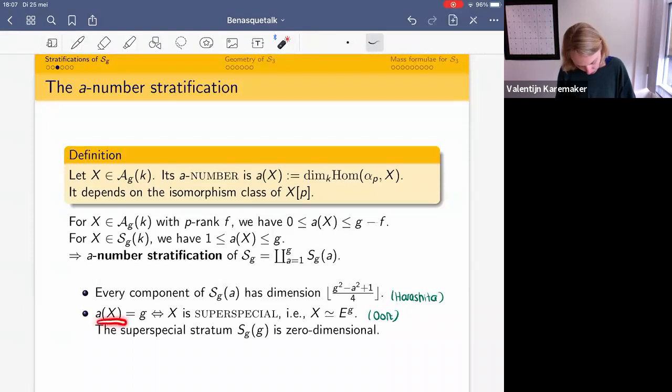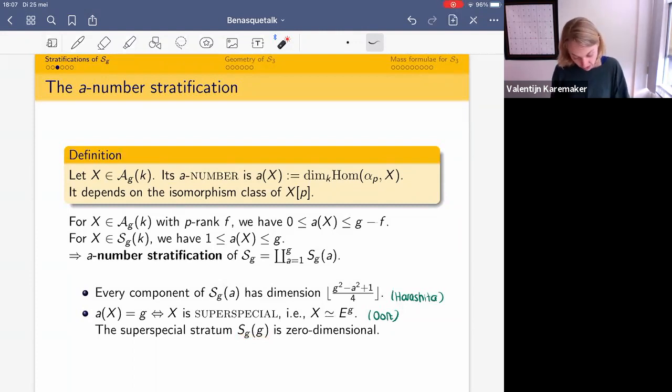If you have A number g, the maximum that it can be, that is equivalent to saying that the variety is superspecial. And that means that it's not only isogenous, but actually isomorphic to a product of supersingular elliptic curves. And so by the line just above, we know that the superspecial stratum, S_g^g, is 0 dimensional. So it's just a bunch of points.